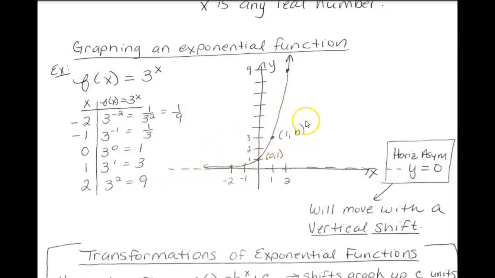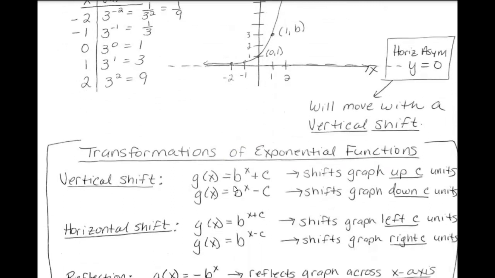So we're going to use this kind of as our general shape to start with for an exponential graph. However, just remember that the base will affect the exact location of some of these points. This is the only point that would be common to every single original graph, 0, 1.